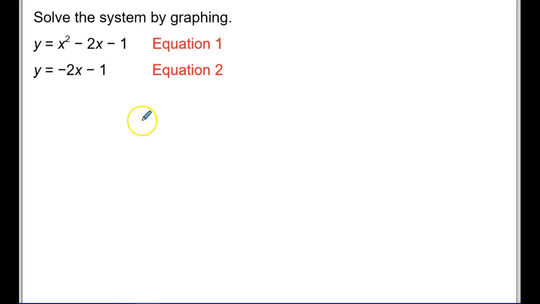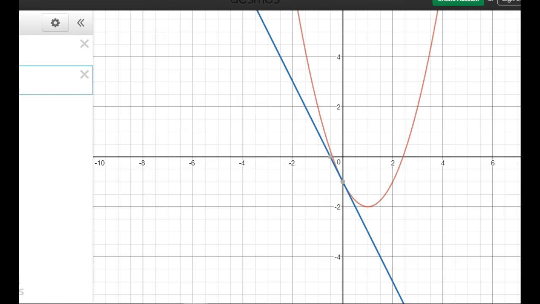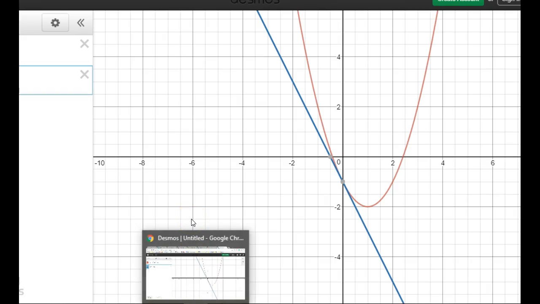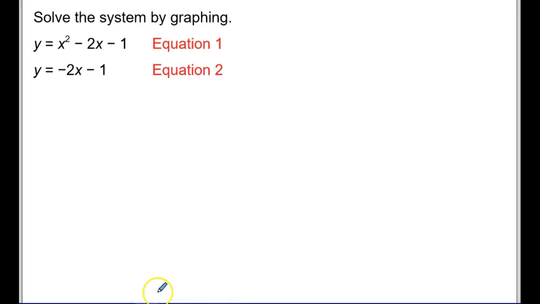So this I'm told to solve by graphing. So I just go in and I graph both of my equations, and I can use a graphing calculator or Desmos, either way. And remember that my solution to my system is where they intersect. So here I see these two equations, this quadratic and the line, intersect at the point (0, -1). So I want to just double check that it works.